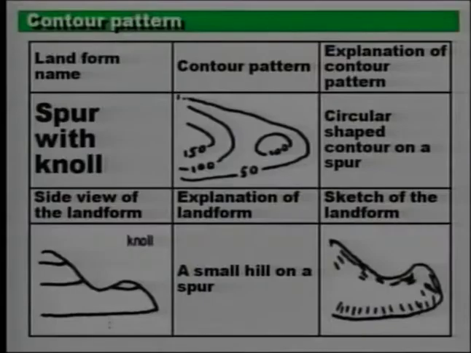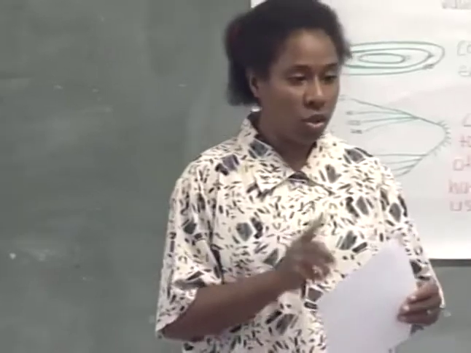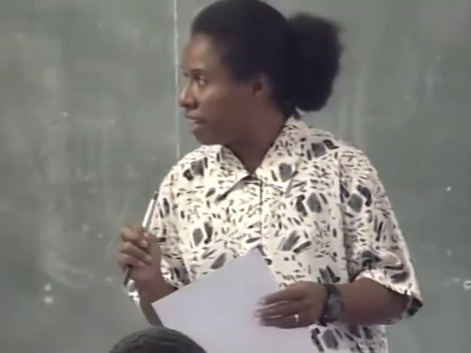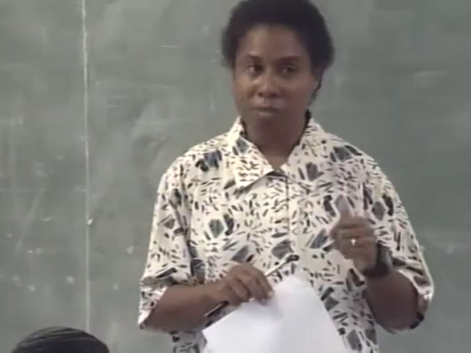Okay, so basically what we have looked at are some of the common landforms and the different contour patterns which are associated with those different landforms. If we can identify those different contour patterns from topographic maps, then we can work out what type of landform we can expect to find in reality in the area given.